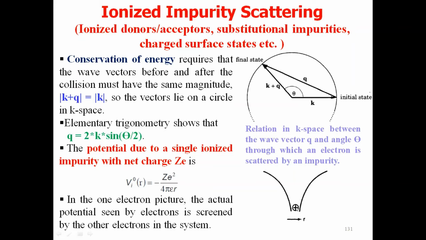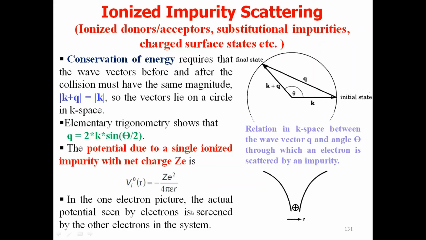So for ionized impurities, as I explained, there are heavy positive ions. Due to these ions, the electron gets scattered. Let the electron be at a distance r. Then the potential due to a single ionized impurity with net charge, the charge being Z into e, where Z is the atomic number, in simple form is Vi equal to, as per the Coulomb relation, Z e square by 4 pi epsilon r.